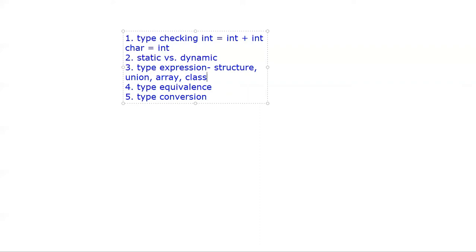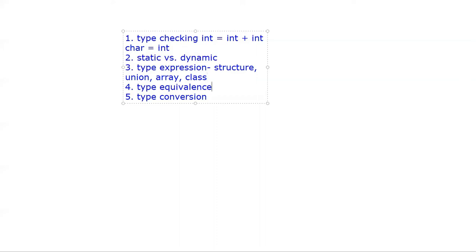Fine. So if I apply a structure to a particular expression, then what should be the type of that expression? If I apply an array to a particular expression, then what should be the type of that expression? So type expression means when you are using an abstract data type, a user-defined data type, in a particular expression, then what should be the final type of that expression? This topic is called type expression.